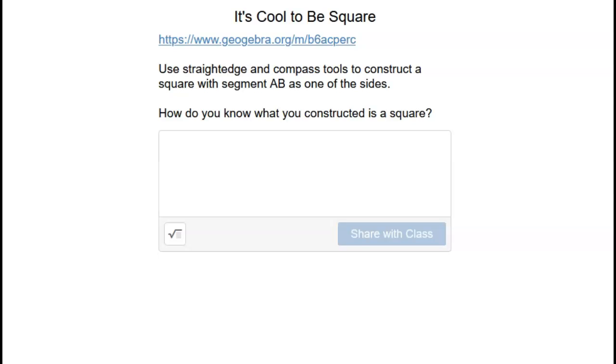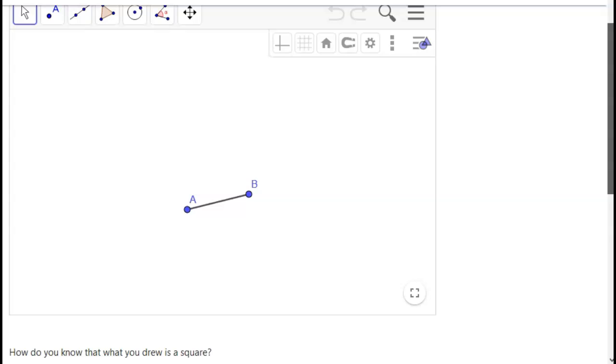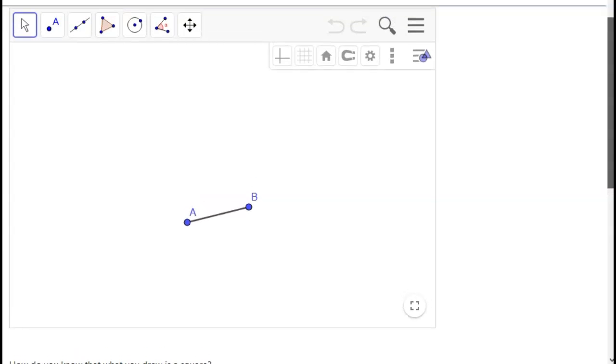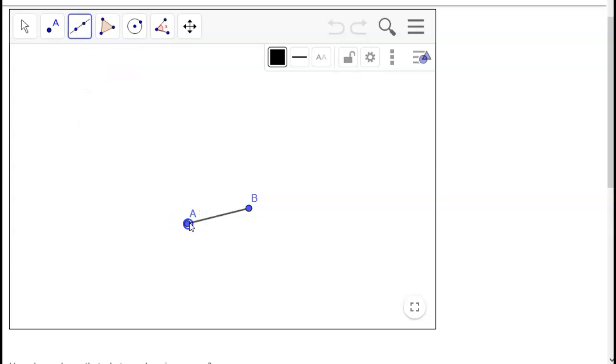Hey guys, yesterday we talked about constructing a square. So just really quick, I'm going to go back through the steps that we took. And again, there's more than one way to do this, but I'm going to show you the quickest way to do it. The first thing we're going to do is start off with a line.